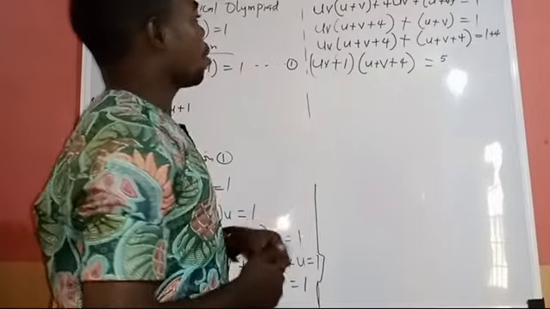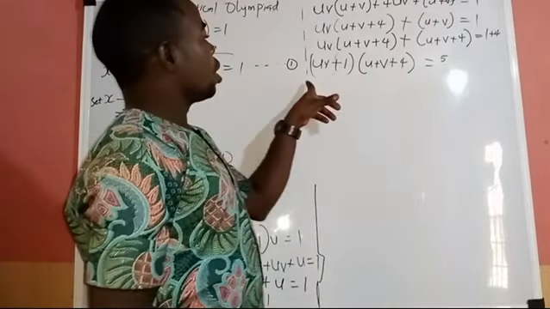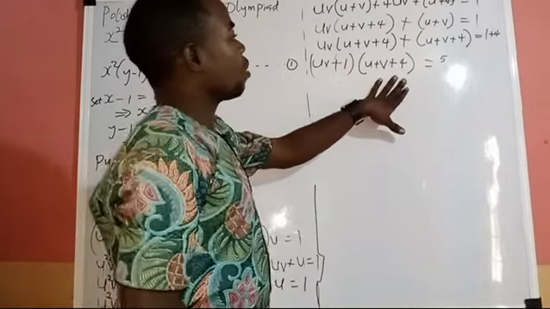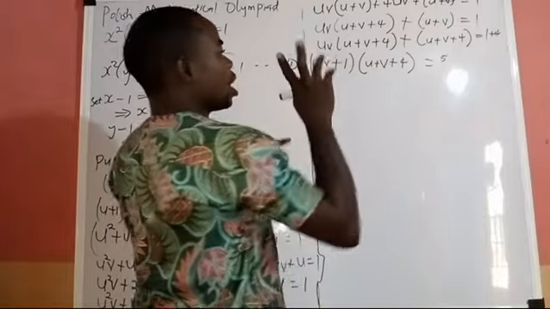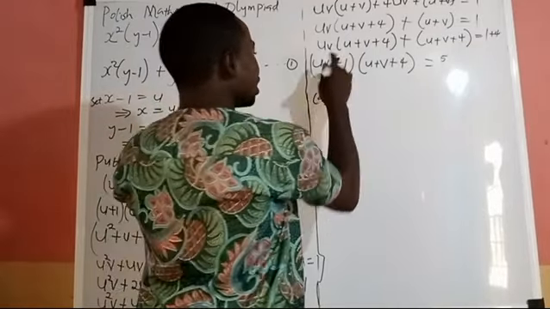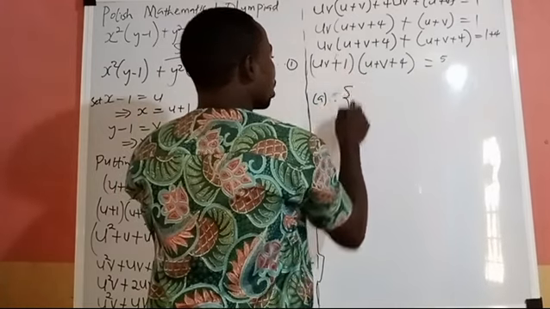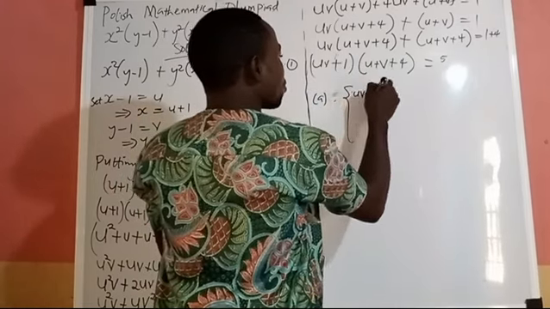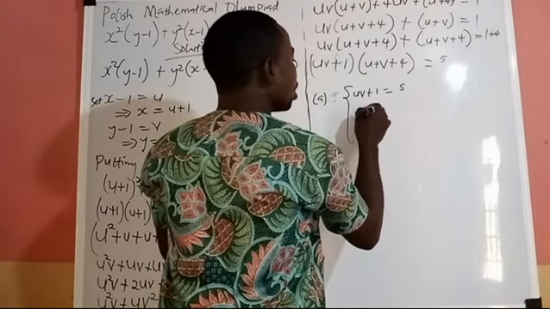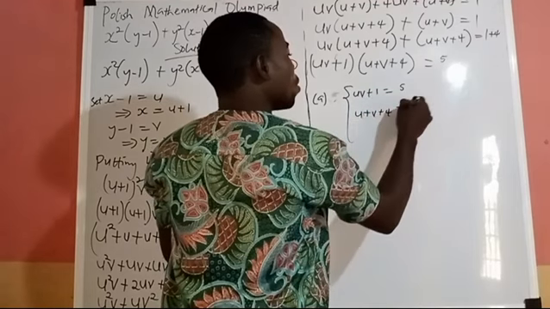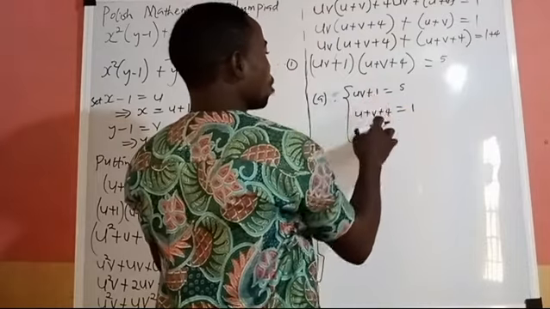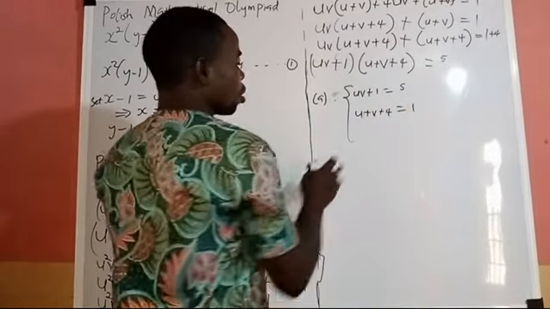So this is what we have, and if this factor multiplied by this factor gives us 5, then there are 4 cases that will happen. So let's consider case A. It is either uv plus 1 will be equal to 5, and then u plus v plus 4 will be equal to 1. So that 5 times 1 will still give us 5. If they multiply themselves, it also gives us the other one.